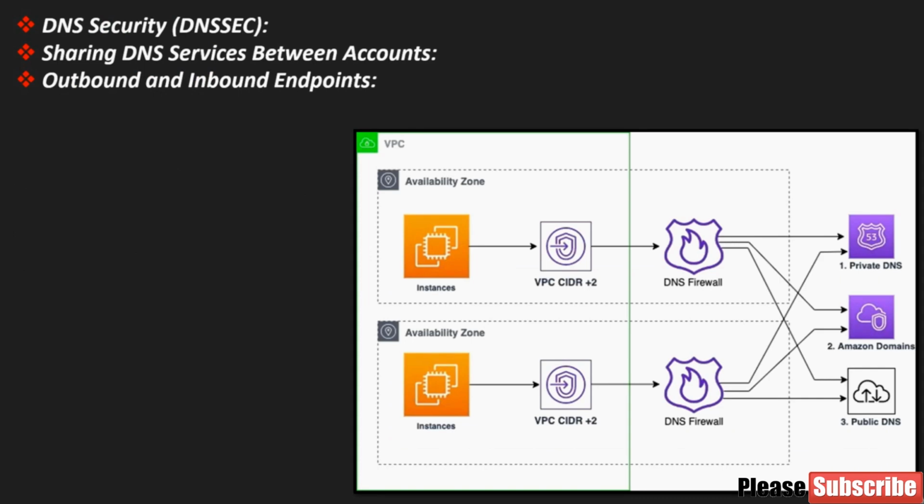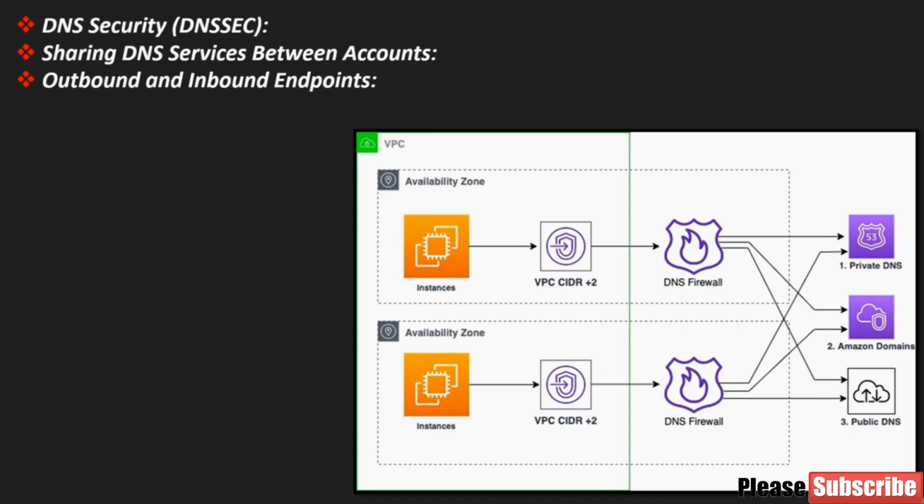So what about DNS security? The short code is DNSSEC. DNS security extensions are very crucial for ensuring the integrity and authenticity of DNS data. It adds an additional layer of security by signing DNS data with cryptographic signatures. It's reducing the risk of DNS related attacks too. According to sharing DNS services between accounts, we need to focus on AWS Resource Access Manager, the short code is RAM, which can be leveraged to share DNS services between AWS accounts. This facilitates centralized management and enhances collaboration between different teams within an organization.